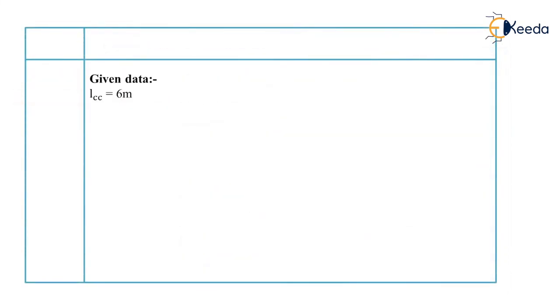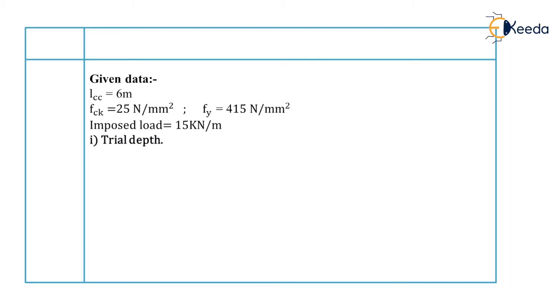The span, that is L_cc, center to center distance, is 6 meter. f_ck, that is characteristic strength of concrete, is 25 N/mm². Characteristic strength of steel, that is f_y, is equal to 415 N/mm². And imposed load is 15 kN per meter. So we will assume certain depth. So our first step will be the trial depth, and we will take the criteria L/12. And here L is given as 6 meter, that is 6000 mm/12, which gives us 500 mm.